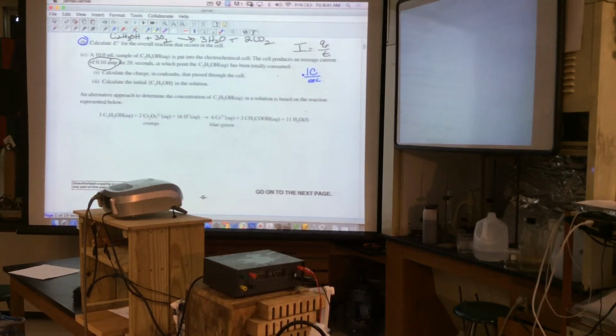So basically 0.1, so I would take my... I don't even know how to set this up. You shouldn't be spending a lot of time here, but this is 0.1 times 20. Okay, and why does it work? Because 20 seconds would what? Cancel out here. And you get 2 coulombs.